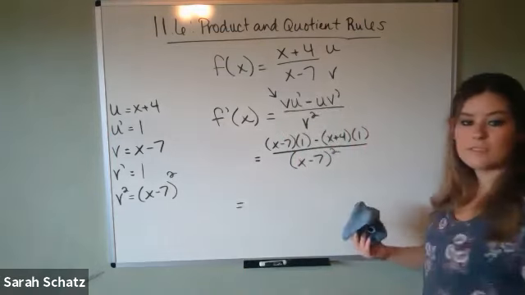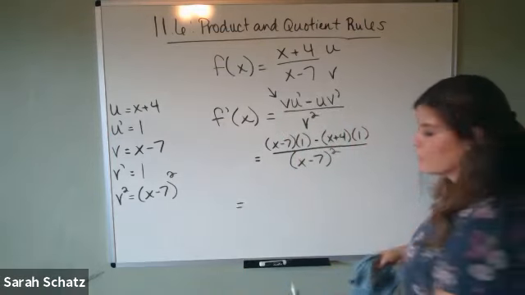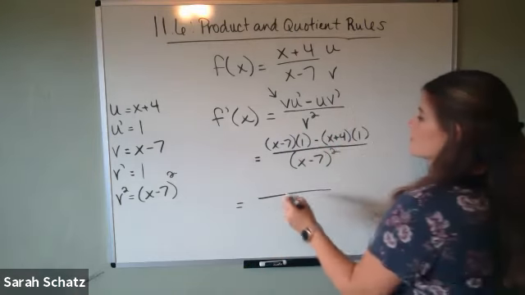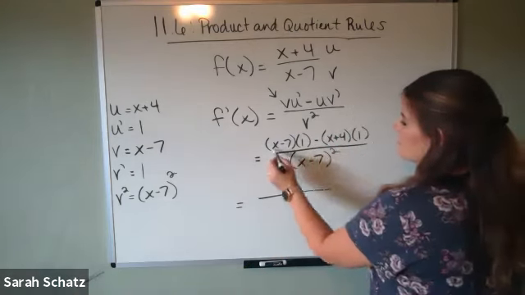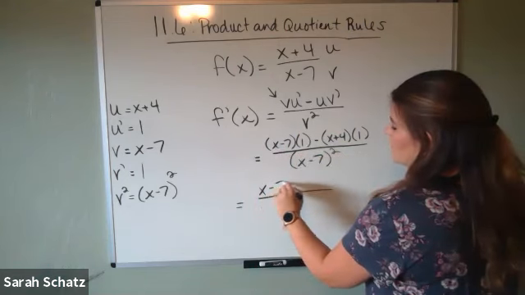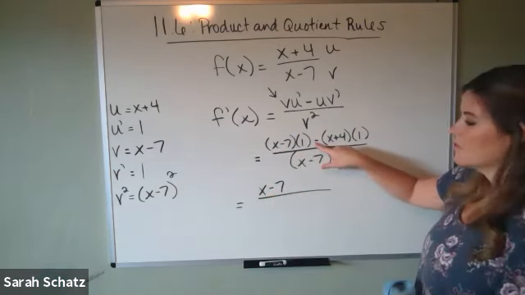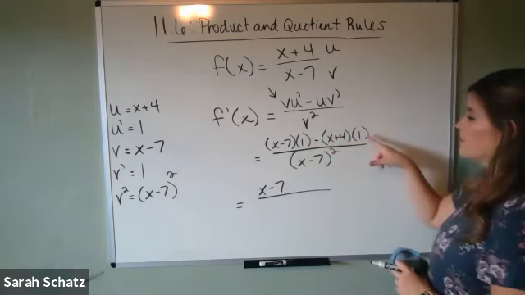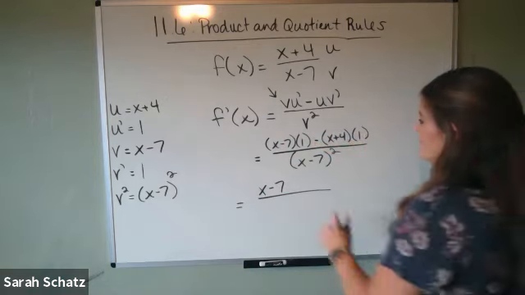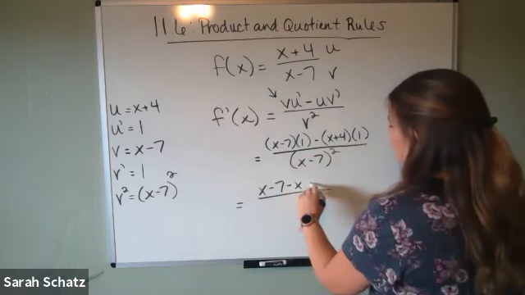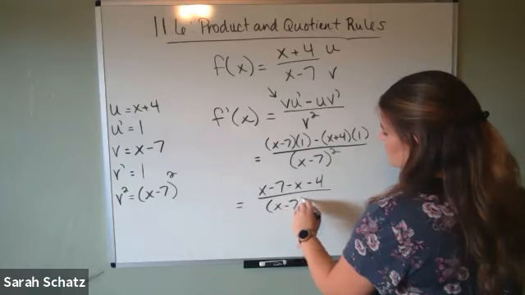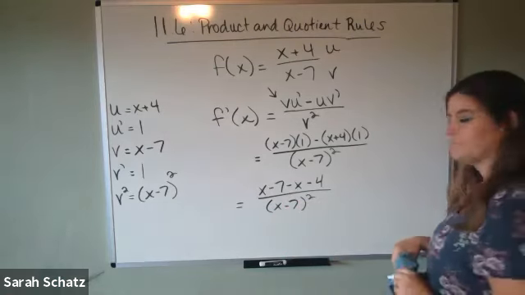Okay, so from here, let's just work out the problem, right? These are both times 1, so I'm just going to get rid of the parentheses right here. So this is just x minus 7. Be careful here though, because this minus applies to both of these terms, and this one if it wasn't just a 1, right? So minus x minus 4. On the bottom, I'm just going to leave that as x minus 7 squared.